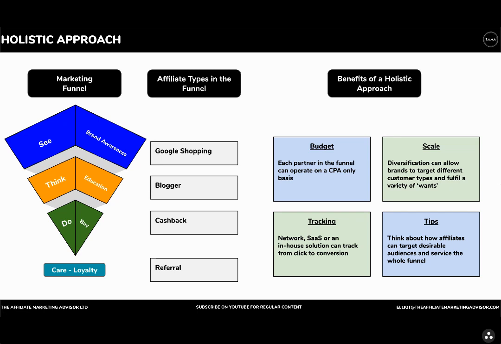Now, you can see there are 4 different affiliate types that are able to service the marketing funnel. We have Google Shopping at the brand awareness element. Then we have a blogger at the education element, cashback at the buy portion, and then a referral affiliate at the loyalty part. So in this example, somebody could be browsing the internet and typing shoes, and in the Google Shopping ads, there may be an affiliate running ads for a shoe brand, and they have appeared there, and the customer has now found this pair of shoes.